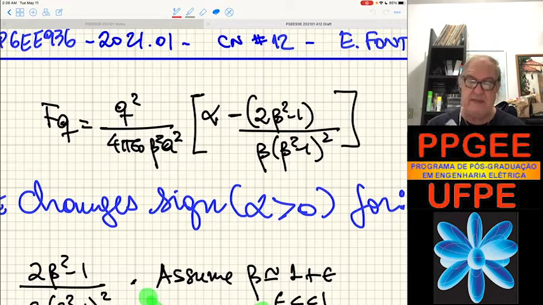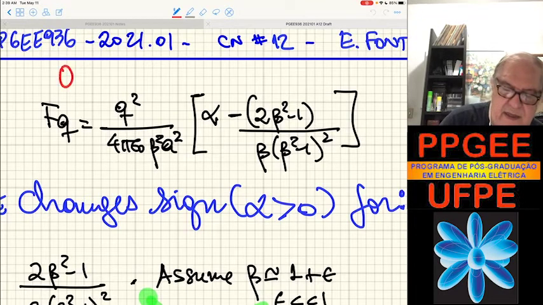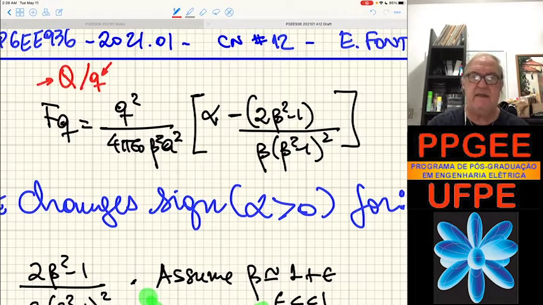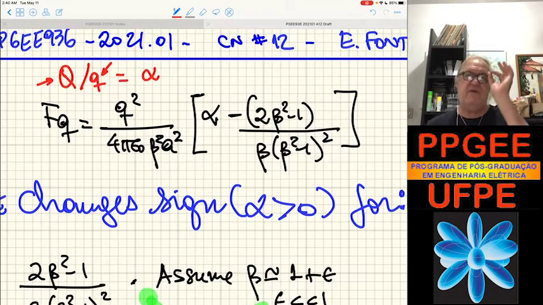Let's see what the parameters are. Alpha is defined by Q over q. So the sphere has charge capital Q, and the point charge has lowercase q. This is called the alpha parameter, so I have the ratio between the charges. If this number is positive, the charges have the same sign. If this number is negative, the charges have different signs.